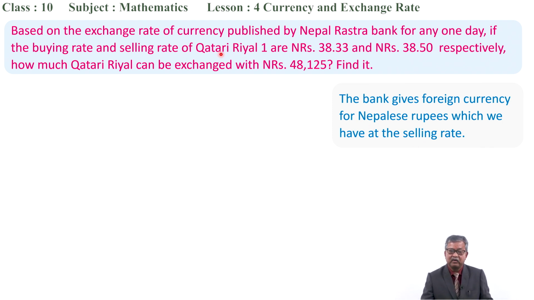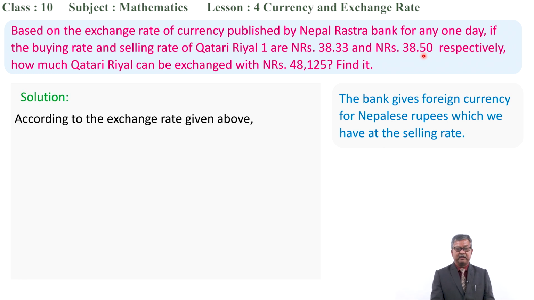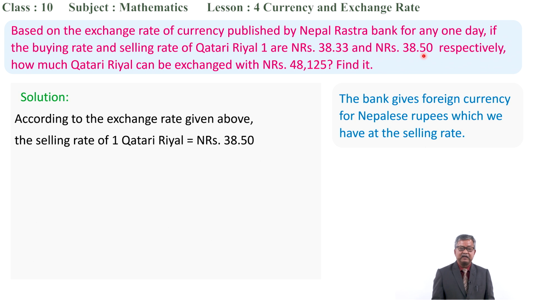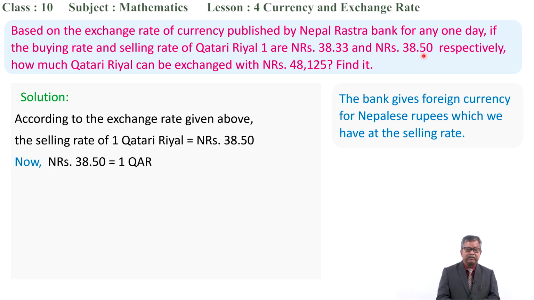So what is the selling rate of 1 Qatari Riyal? 38.50, because the first one is the buying rate and the second one is the selling rate. So rupees 38.50 is the selling rate of 1 Qatari Riyal. Solution, let's see now. According to the exchange rate given above, the selling rate of 1 Qatari Riyal is Nepali rupees 38.50. That means at 38.50 Nepali rupees, we can get 1 Qatari Riyal. That's why you can say that Nepalese rupees 38.50 is equal to 1 Qatari Riyal. The symbol of Qatar is QAR.